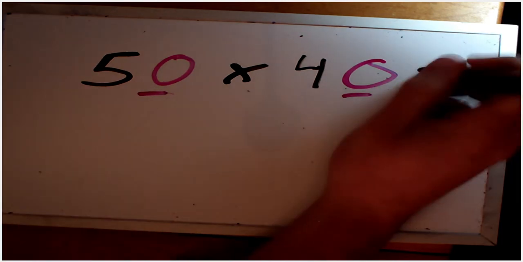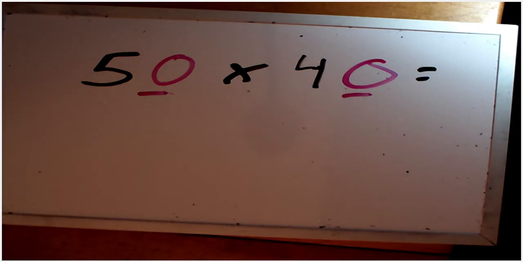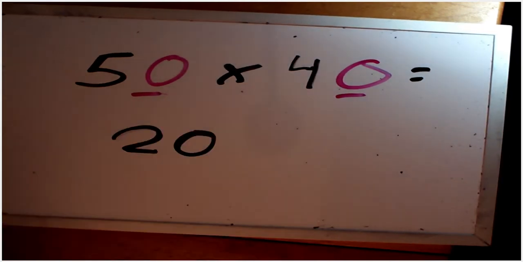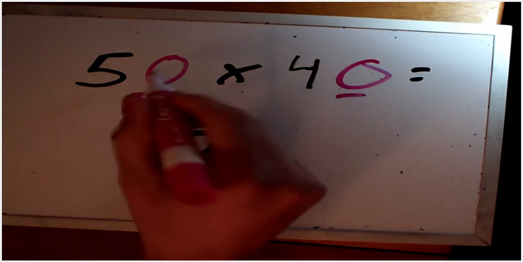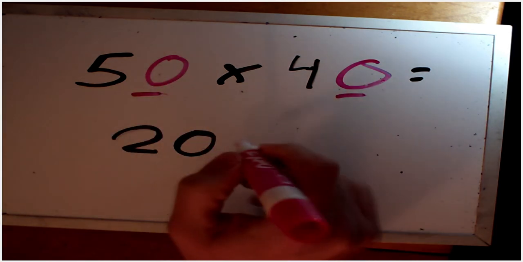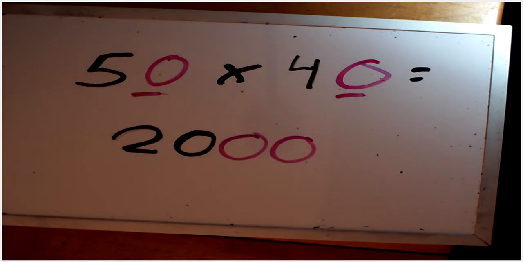So mentally, I know that 5 times 4 is 20, right? 5, 10, 15, 20. So I have my 20. And then I need to add both my zeros this time. For 2 zeros, 2,000. I'm sorry, 50 times 40 is 2,000.